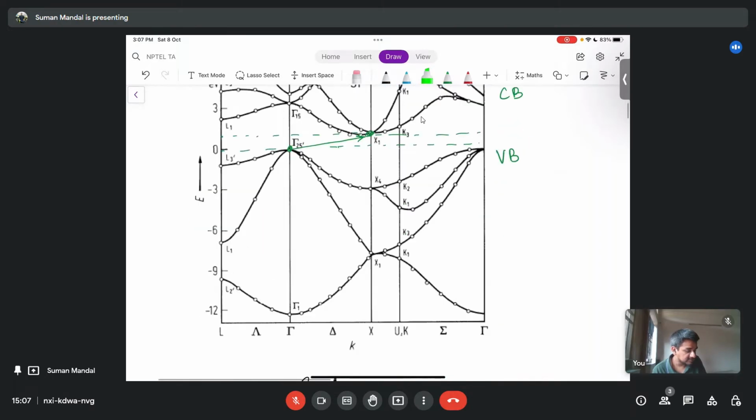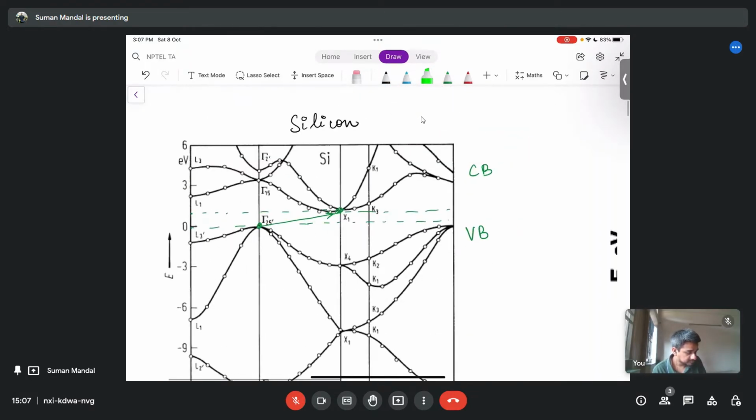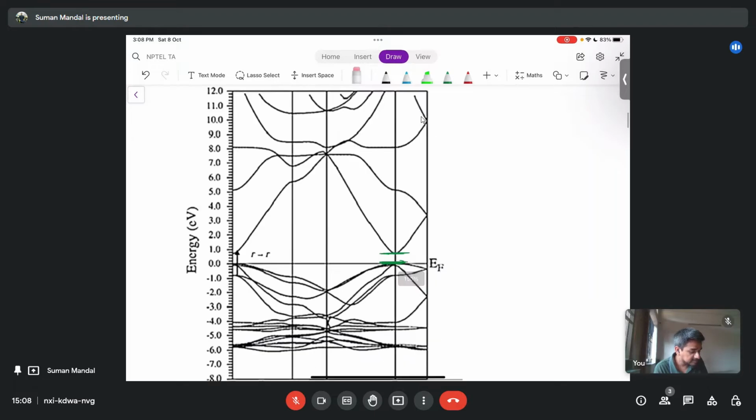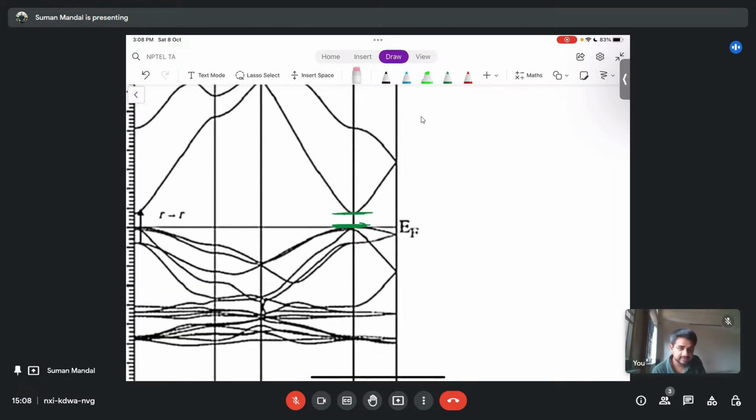And lastly, zinc oxide, ZnO. Here again, this is the valence band maximum and this is the conduction band minimum. This is the same gamma point here and here, so they are at the same k vector in reciprocal space. So it's also a direct bandgap semiconductor.